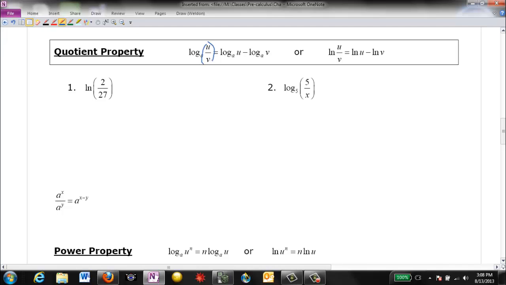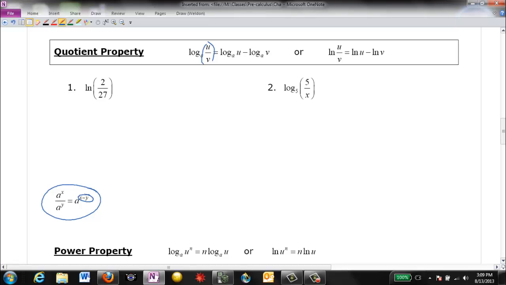Okay, and that kind of makes sense. Again, it ties back to our exponential properties. If I have two exponentials with the same base, and I divide those two, we combine them by subtracting the exponents, right? So a to the x over a to the y is equal to a to the x minus y. Again, a logarithm is just an exponent, so the properties really tie together here. They're very similar to what we did with exponents.